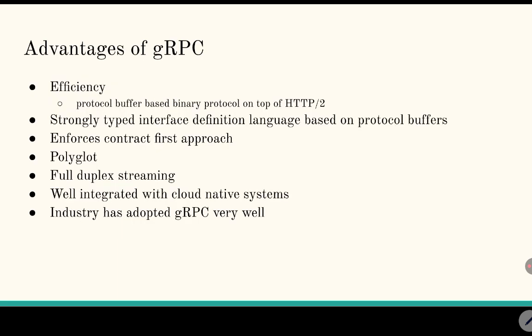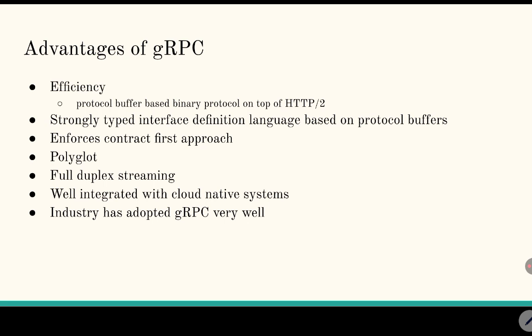So, what are the advantages of gRPC? gRPC is efficient. It's because it depends on protocol buffers, which is a binary protocol on top of HTTP2. So the amount of data that it transfers back and forth will be much less, because it's a binary protocol as opposed to a text-based protocol, which is what SOAP was mostly based on, and most REST APIs were based on.